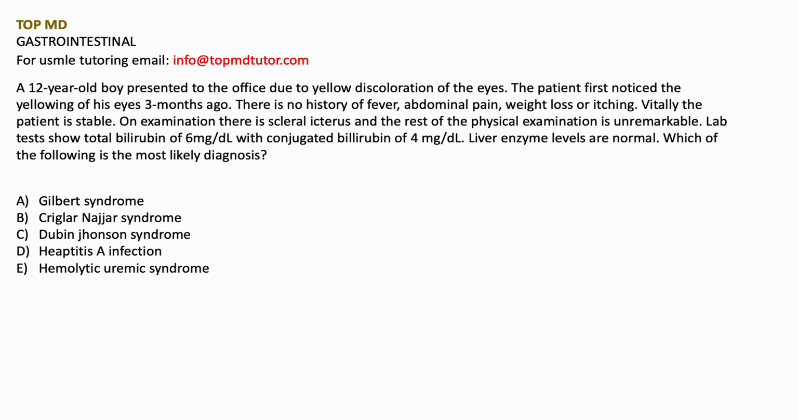Hello everyone. So today we will be talking about gastrointestinal. So we have a 12-year-old boy presented to the office due to yellow discoloration of the eye, so it's jaundice. The patient first noticed the yellowing of the eye 3 months ago.